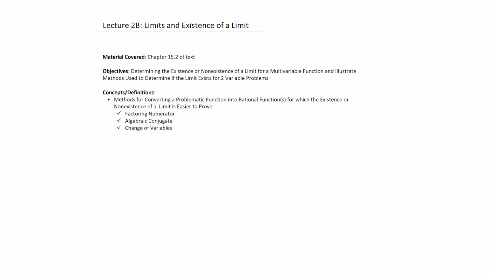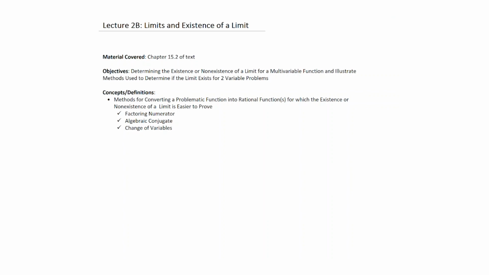Objectives are determining the existence or non-existence of a limit for a multivariable function and illustrate methods used to determine if the limit exists for two variable problems. So the focus is on using tools to determine if the limit exists in this particular lecture.